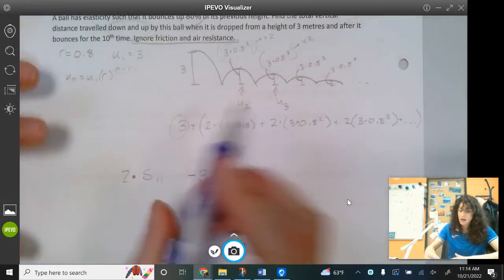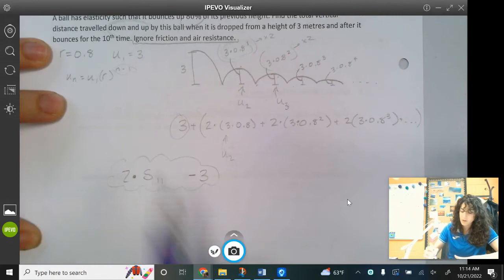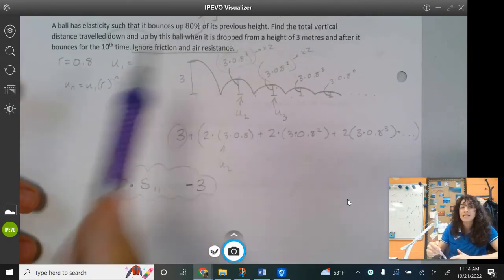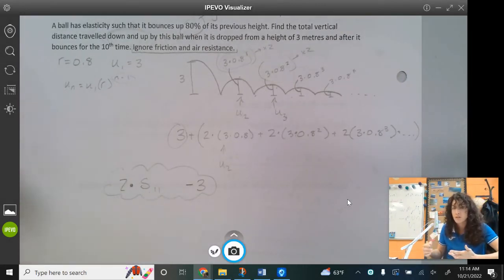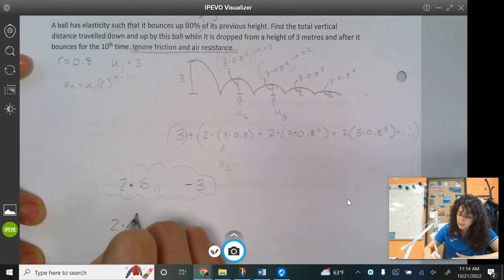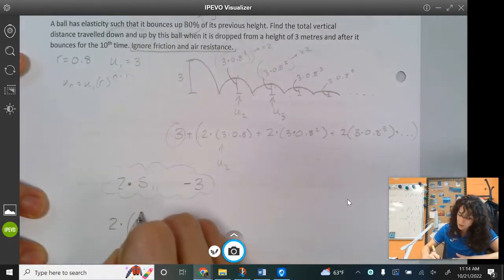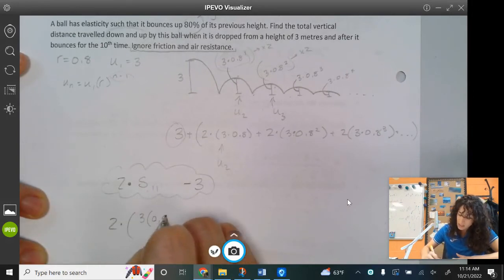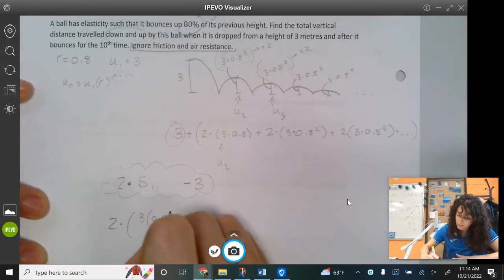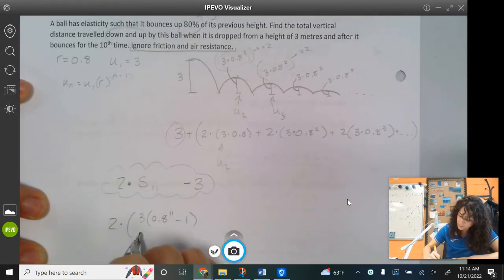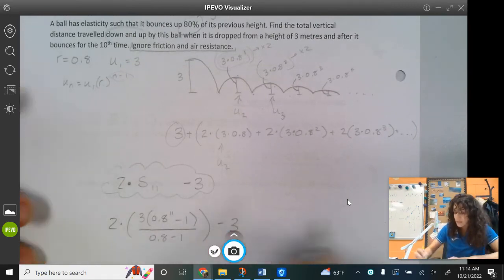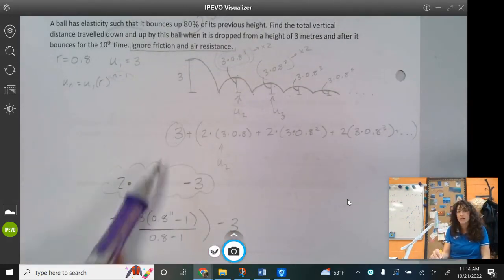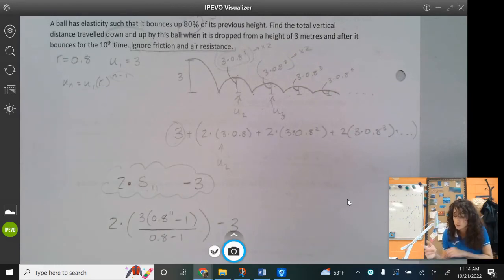Okay. But now I've got an idea that I can follow through with, that I think is pretty solid. And I've written down a lot of work. Hopefully, if I get this wrong, I can at least get some method marks here because I've been showing a lot of interesting relationships. So S sub 11, 2 times that, would be u sub 1, which is 3, times r, 0.8, to the nth power, which is 11 in this case, minus 1, all over r minus 1. And then I'm just going to subtract out that extra 3 that I got by multiplying it by 2 when I didn't need to multiply it by 2.